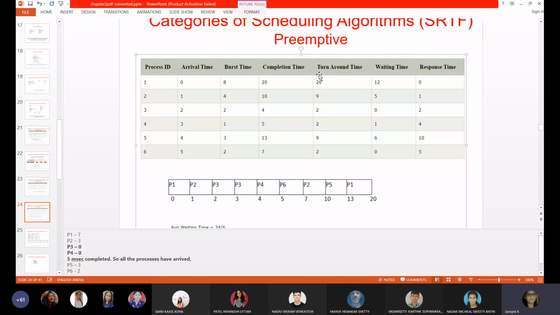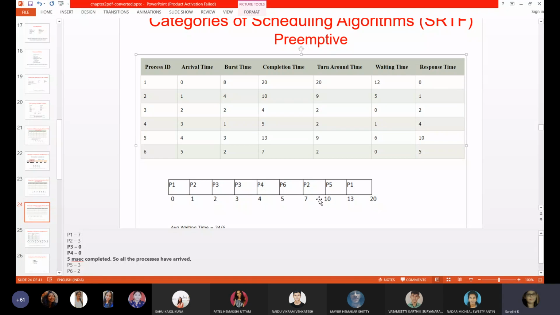We have to find the completion time. Process P1's completion time is 20 milliseconds. You have to see the last occurrence of P1. The first occurrence is here, the second occurrence is here, and the last is this, because earlier it did not complete its execution. So the completion time of P1 is 20.